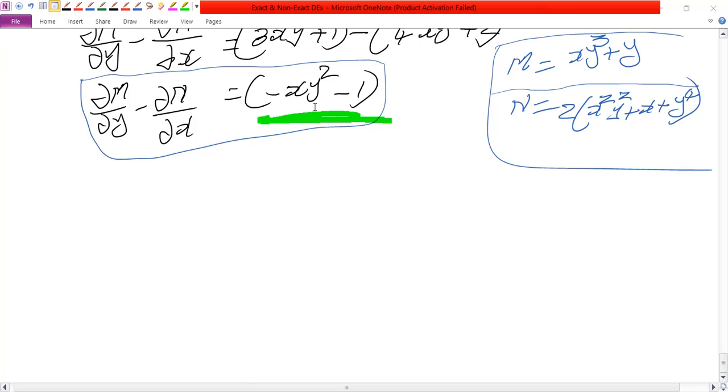There are 2 terms, minus xy square minus 1.